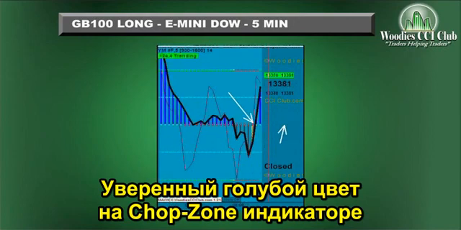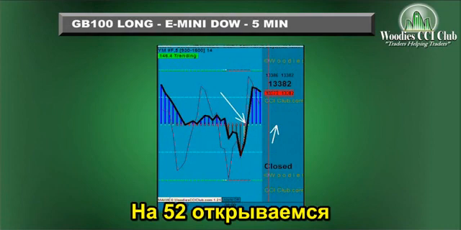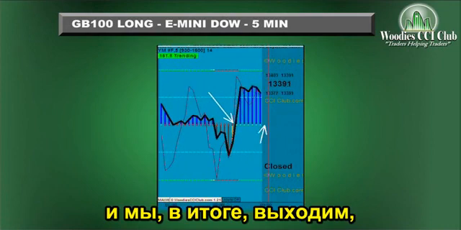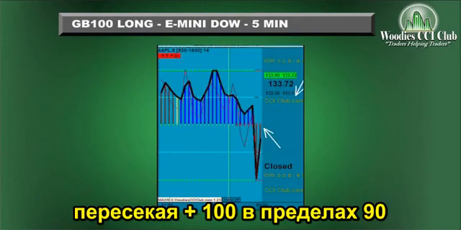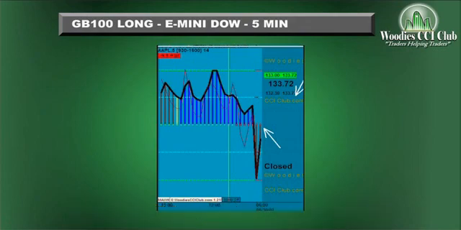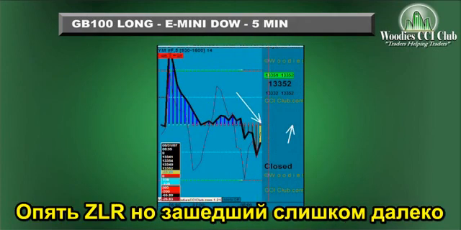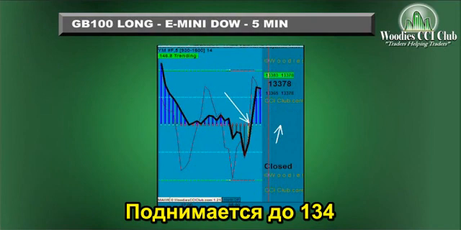Solid blue on the chop zone indicator. We're in at 52, I think it was. We're now up in the 80s, and we finally get out, crossing the plus 100 at 90. So a very nice trade. Again, 0 line rejected, just went too far, in at 52, and it got up into the 134 area.